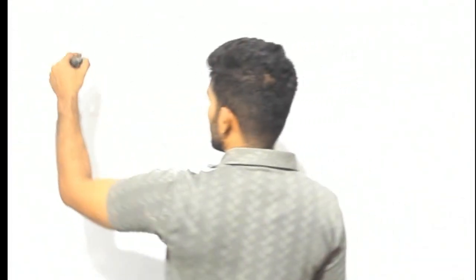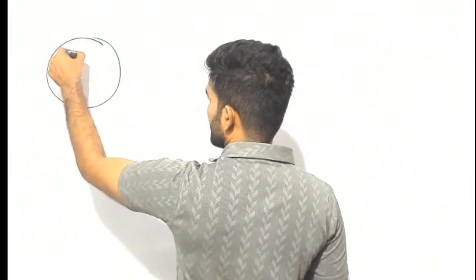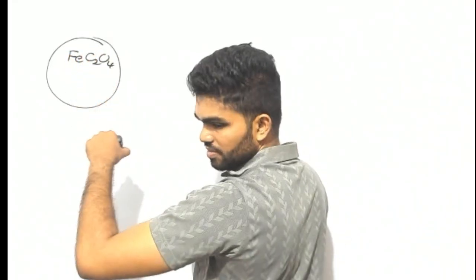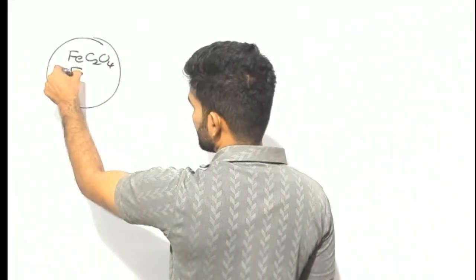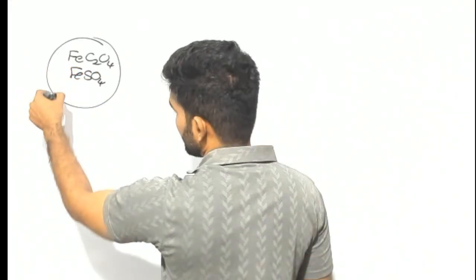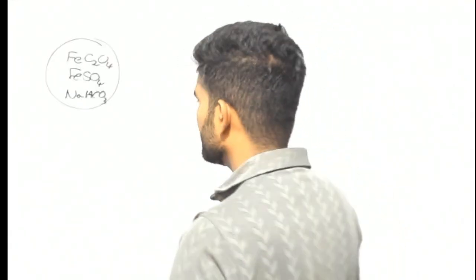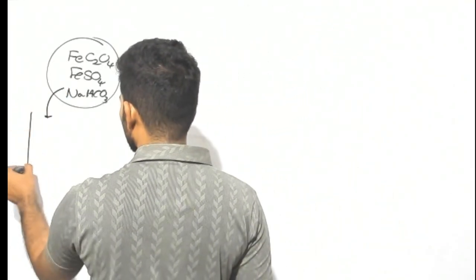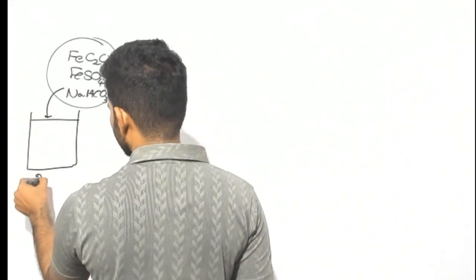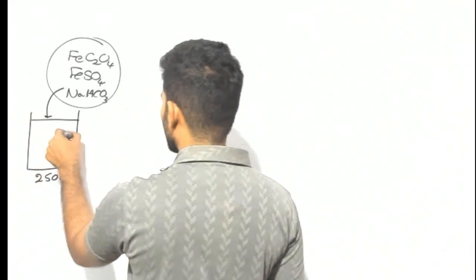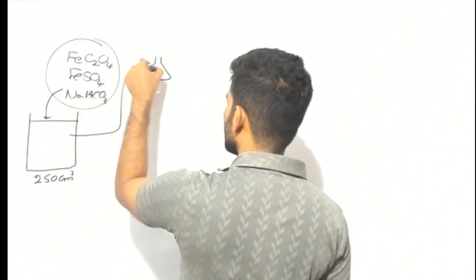Okay, so here you have a solid mixture containing FeC2O4, FeSO4, and sodium bicarbonate. It was dissolved in water to prepare an aqueous solution of 250 cm3. The following experiments are carried out with 25 cm3 portions. So you are putting that in a 250 cm3 container, then for each experiment you are taking 25 cm3 small portions.